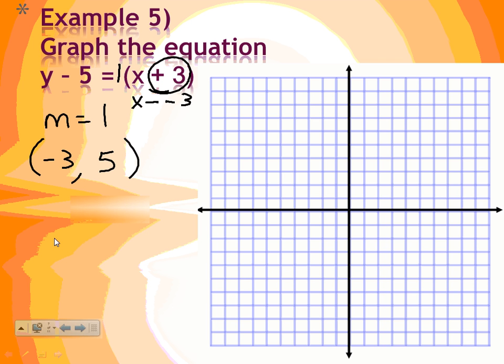So, where do I plot my point? What direction? Left 3, go down the runway, 3, 4, 5, and then into the air. Okay? From there, where am I going to travel with a slope of 1? Up 1 and over 1. Up 1 and over 1. Up 1 and over 1. And there's your line. Here we go again. Shazam! What's the equation in slope-intercept form?